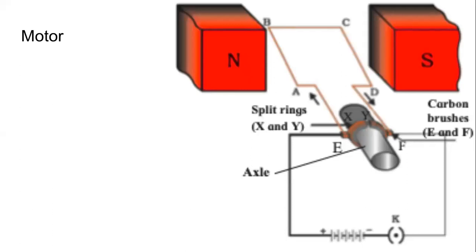Direct current. Of course, the diagram is not accurate. The armature, the coil, should have been connected to the split ring. And this motor works when we supply direct current to it. So this is called a DC motor. A motor is a device which converts electrical energy into mechanical energy.